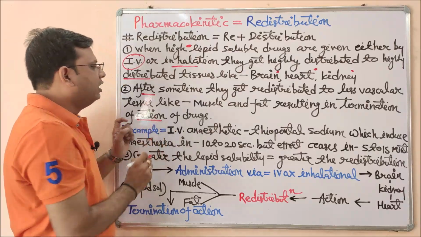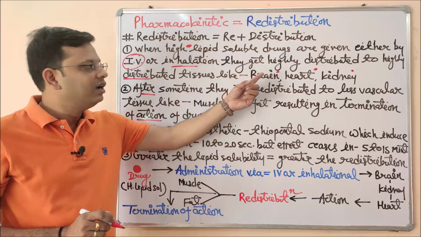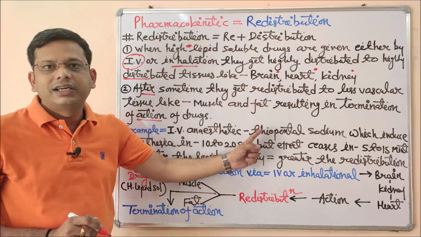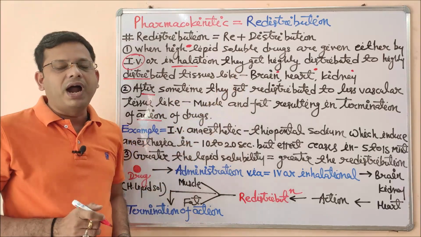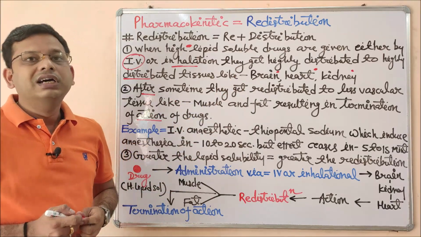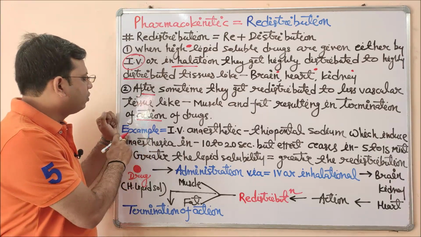So if the drug is redistributed from this organ, the concentration of the drug in this organ will start decreasing. That is called termination of the action of the drug in this particular part. So this phenomenon is called redistribution. Let's take a few examples to understand the concept.